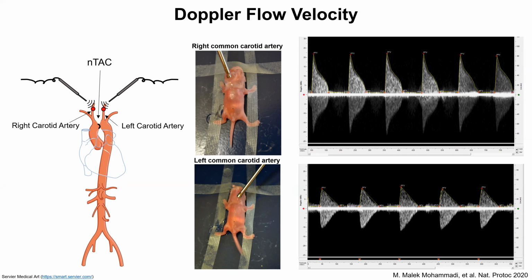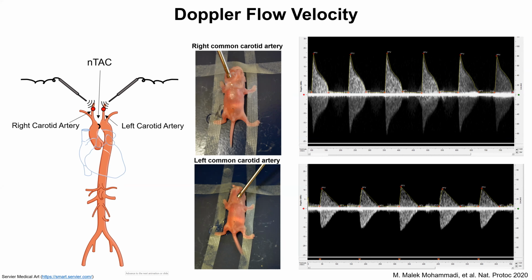And I have to add that this Doppler flow velocity measurement can be applied immediately after surgery in P7 mice, but it's better to let the mice in P1, after P1 surgery, heal the injury for at least 2 days.